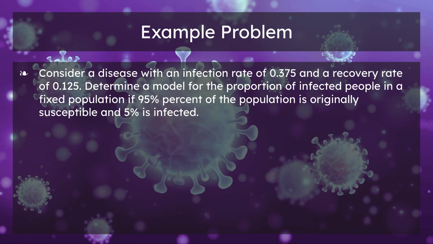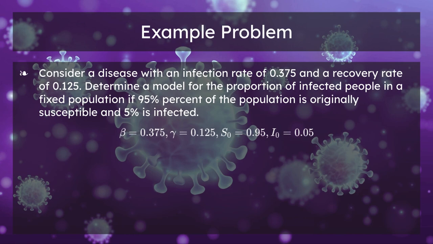So consider a disease with an infection rate of 0.375 and a recovery rate of 0.125. Determine a model for the proportion of infected people in a fixed population if 95% of the population is originally susceptible and 5% is originally infected. So given the rates we're given in the first sentence here, we determine that beta is 0.375 and gamma is 0.125 for our calculations. We also have that S0 is 0.95 and I0 is 0.05.